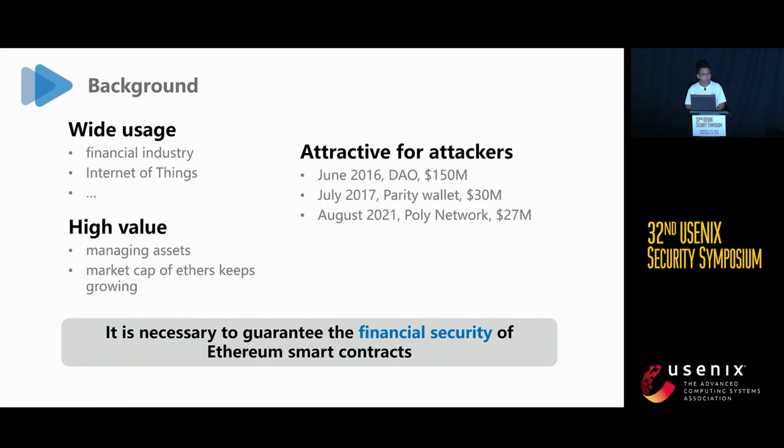Ethereum smart contracts have been widely used. At the same time, they manage users and tokens, which have a high economic value. Unfortunately, it makes Ethereum smart contracts become the target of many attackers. Considering the losses caused by Ethereum smart contracts being attacked, it is necessary to guarantee the financial security of them. By the way, for convenience, I will call Ethereum smart contracts simply smart contracts or contracts in this presentation.